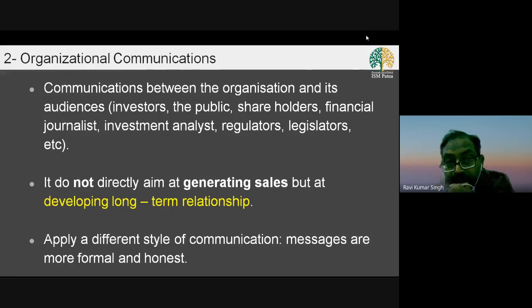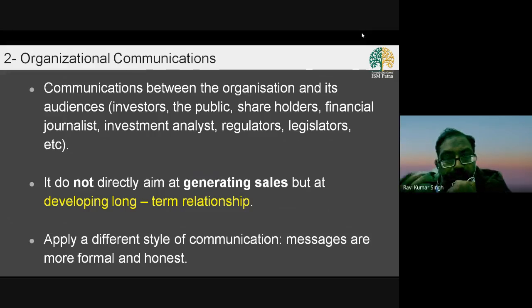So that is the first kind of communication, and the second one is organizational communication. The first one was management communication. In organizational communication, the organization communicates with usually external audiences, like investors, public shareholders, financial journalists, analysts, regulators, legislators. So these are external audiences. The organization has to establish communication with them.